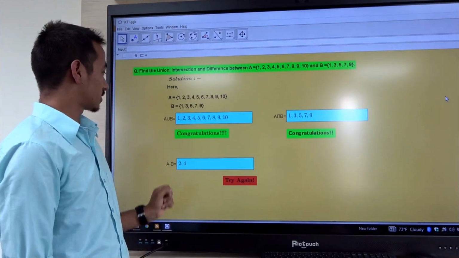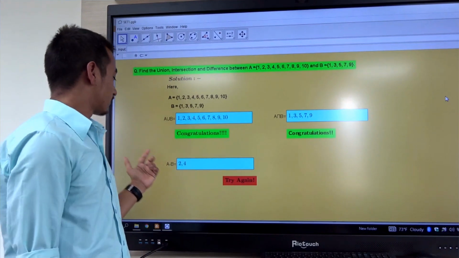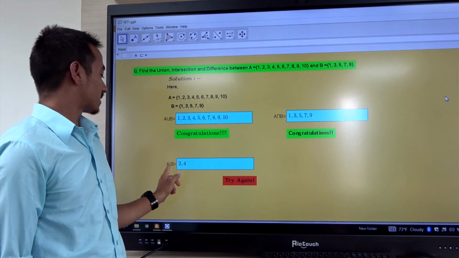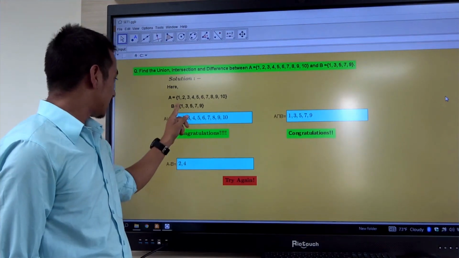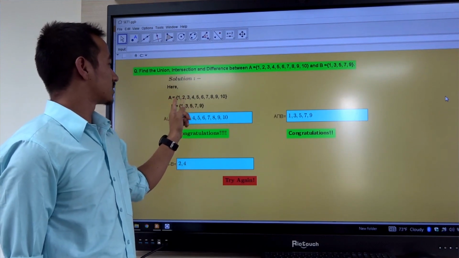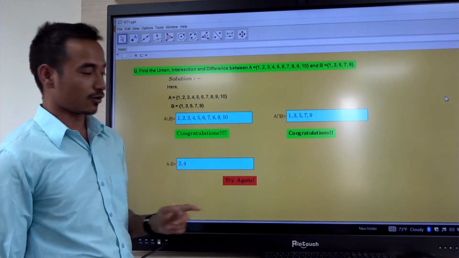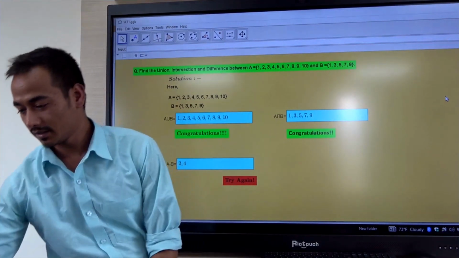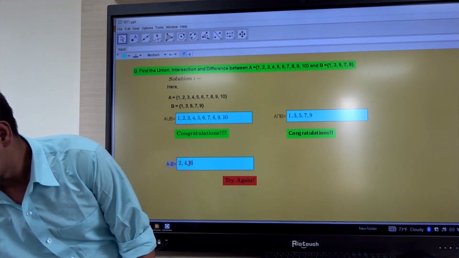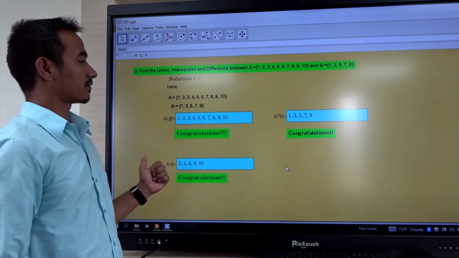Let's move on to the difference of two sets. A minus B represents, as in the earlier case, who likes volleyball but not soccer. Do you remember? Here A minus B is the numbers which are in A but not in B. Which elements are in A but not in B? Can you guess? 2, 4? No, try again. 2, 4, 6, 8, 10, right? Okay, we got it right.